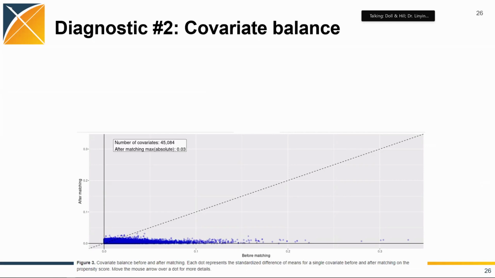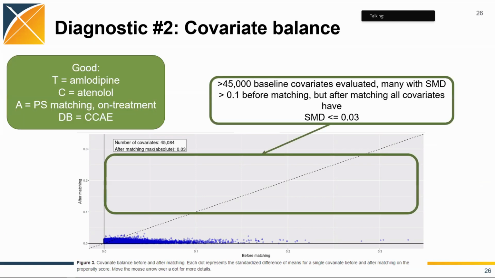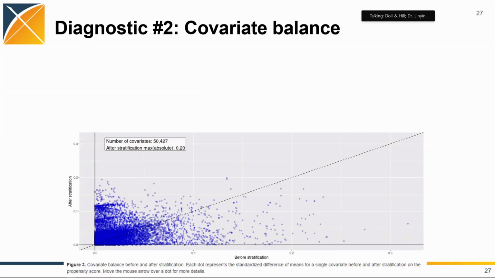And here's 0.1, 0.2, and 0.3. Yes. If we look, there's no covariate with a standardized mean difference above 0.1 after matching, so the study is a good study. And how about this one?